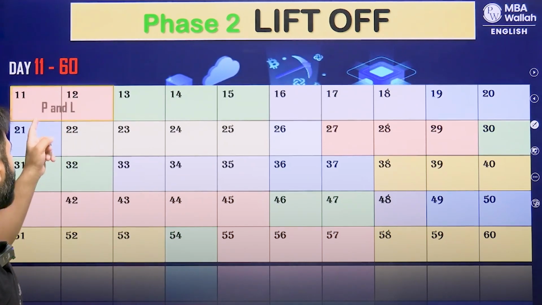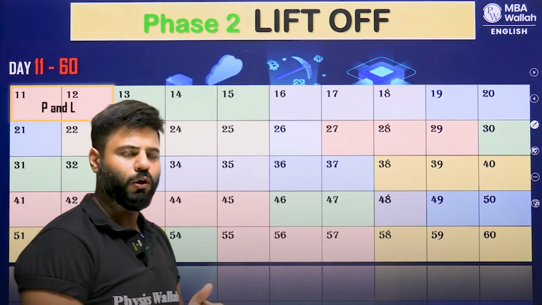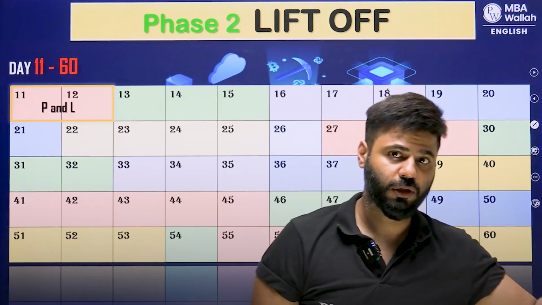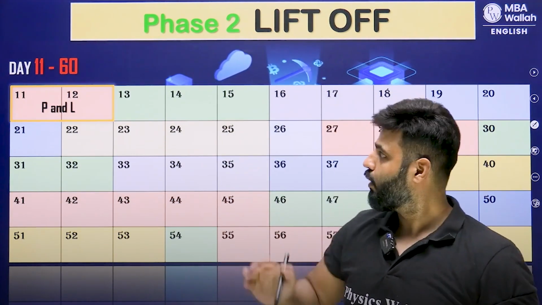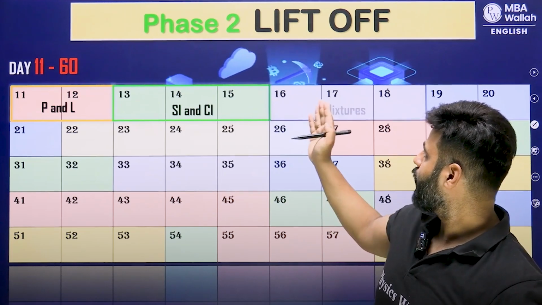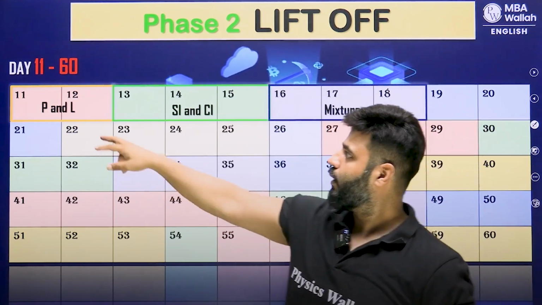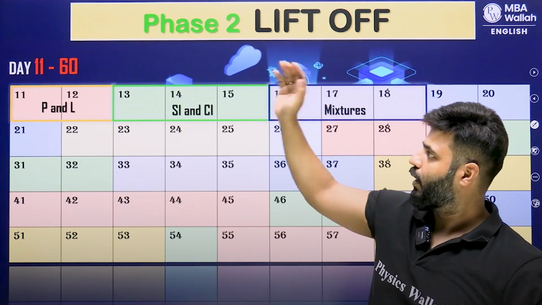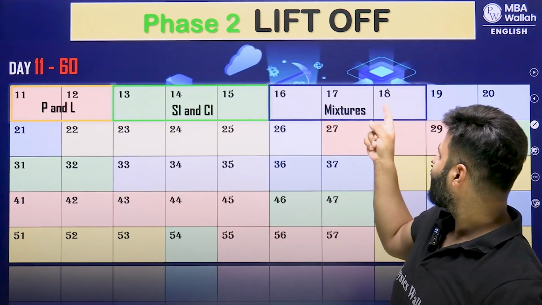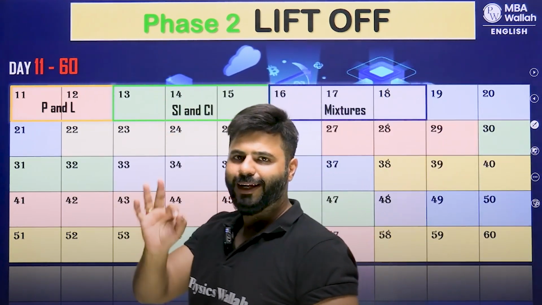So what do these steps look like? Let's understand. First, you need to go ahead with profit and loss. We have done percentage and ratios in the foundation phase. Now it is about the application of percentages first. Profit and loss, simple interest, compound interest, mixtures. How many days? Day 11 and day 12, that means 2 days here, 3 days here, 3 days here. And with this, you are done with your application of percentage.